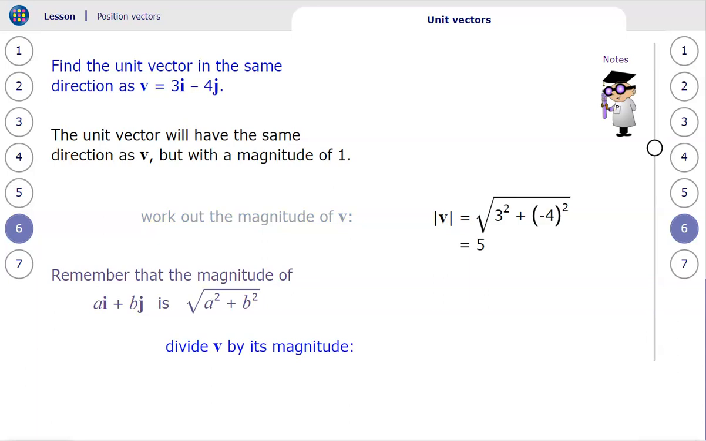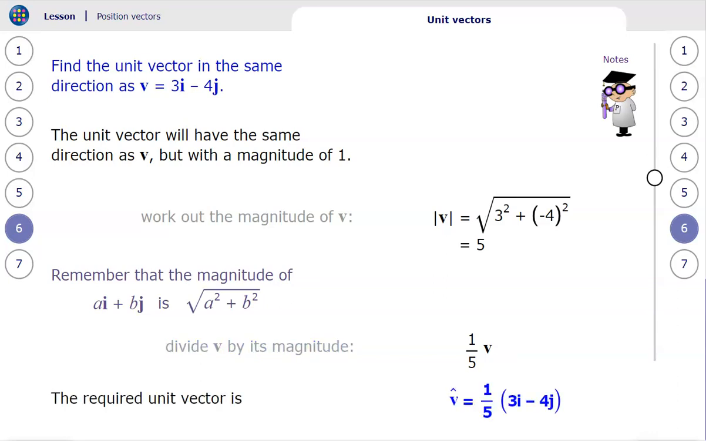All we have to do then is to divide v by 5, so in other words it's going to be 1/5 of v, and so the required unit vector is going to be 1/5 of 3i minus 4j. Notice there's a little convention here. When you're working with a unit vector, you put this little hat over the top of it.